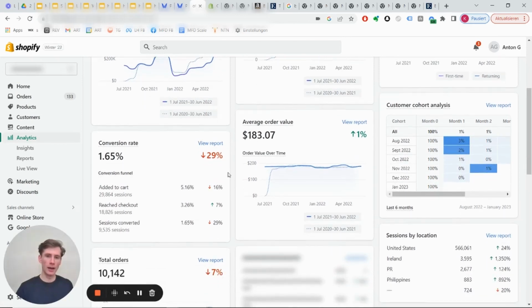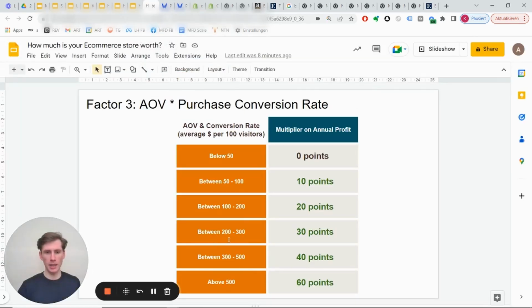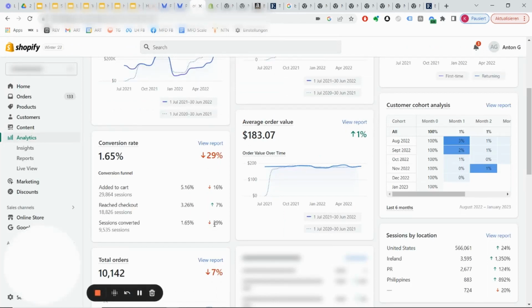If you take this store, I should have calculated this beforehand, but I think we're going to be around the 250 mark. Exactly, I think we're going to be in between this 200 and 300 category, right? So this store would be able to get 30 points. And I think this is one of the strengths of the store because the average order value is quite high. On average, every time someone makes a purchase, it's above $180, which is relatively high, and we still have a conversion rate that's above 1.6%.